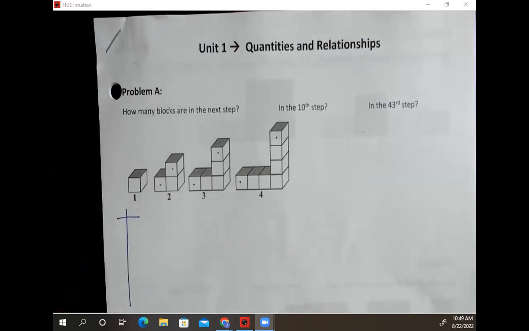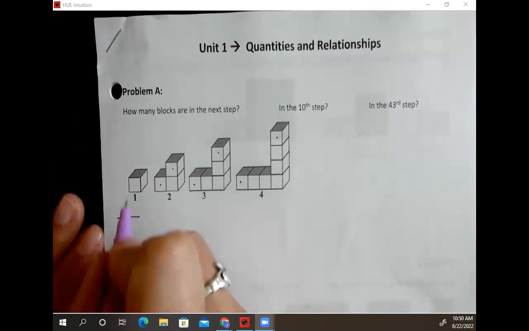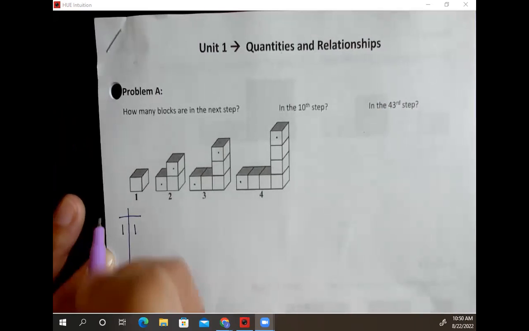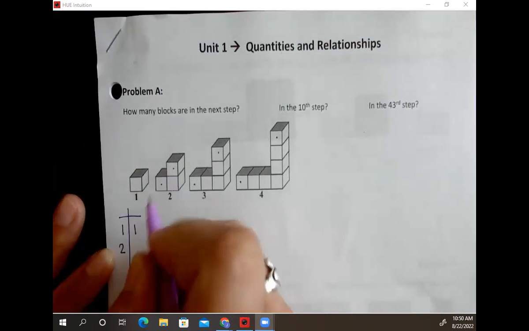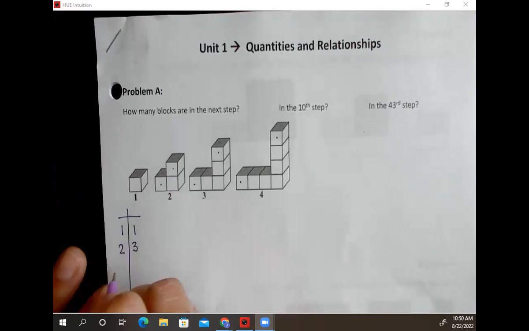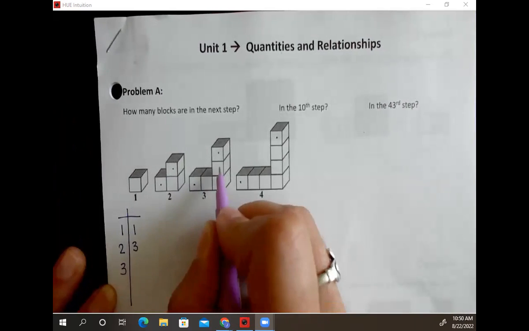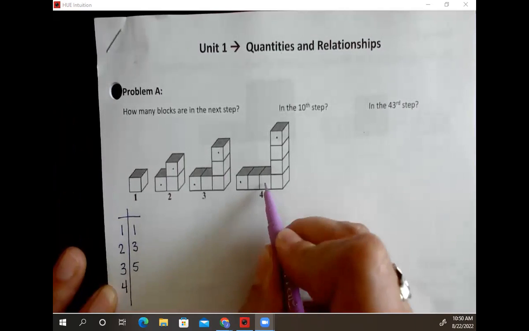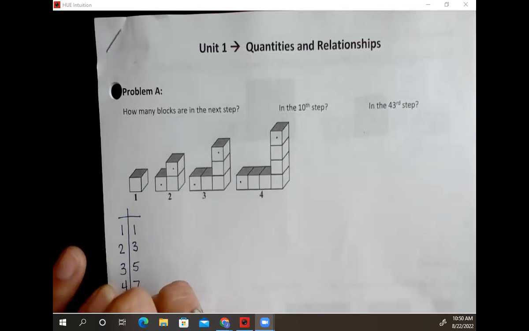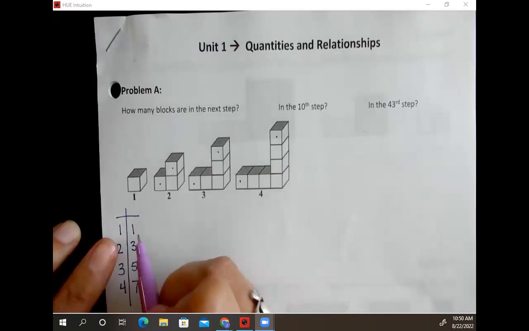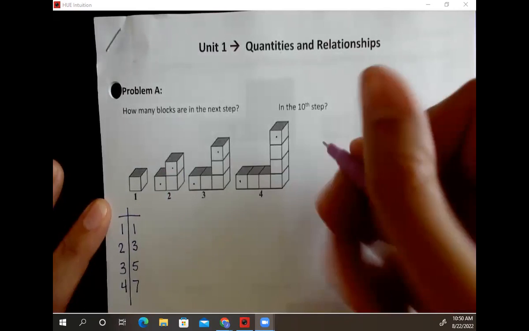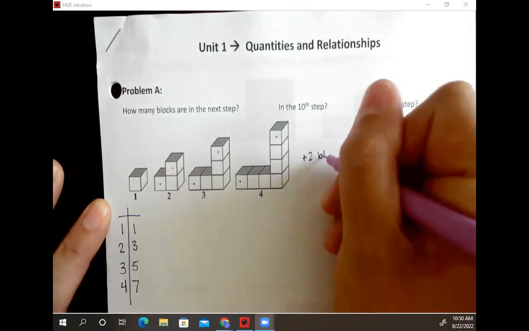The other thing that may be more helpful for some of us is to look at those numbers in a slightly different organizational structure. So I could also say in my first step, I've got one block. In my second step, I've got 1, 2, 3 blocks. In my third step, I've got 1, 2, 3, 4, 5 blocks. And in my fourth step, I've got 1, 2, 3, 4, 5, 6, 7 blocks. And then I might look at how these numbers are changing. If I'm looking at the picture, I would probably notice that we add 2 blocks each time.